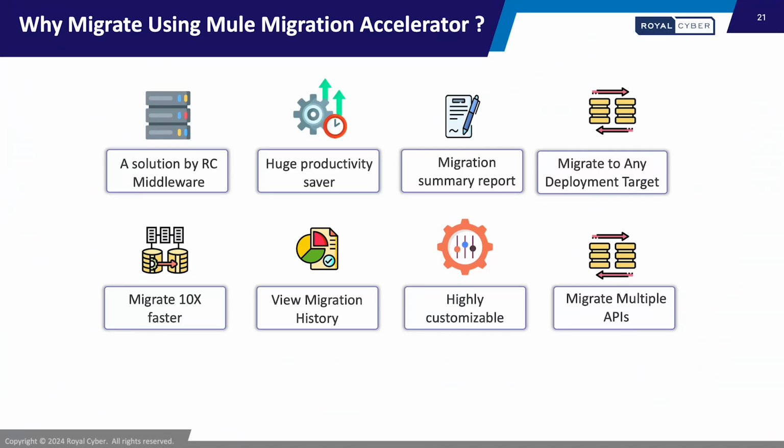Now, let's discuss why we need to migrate using this Mule Migration Accelerator. The first thing is that this solution is powered by Royal Cyber middleware. Backed by Royal Cyber's expertise in middleware solutions, our migration assistant ensures that you get a smooth and efficient transition from RTF to CloudHub 2.0 or any other RTF bring your own Kubernetes.